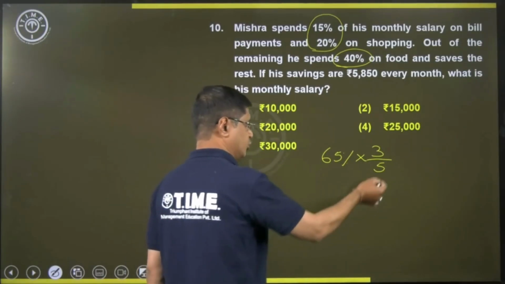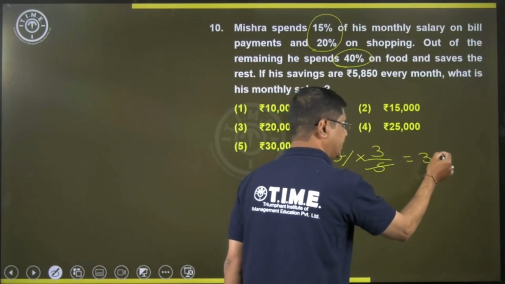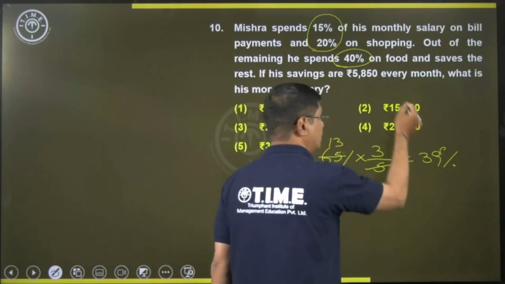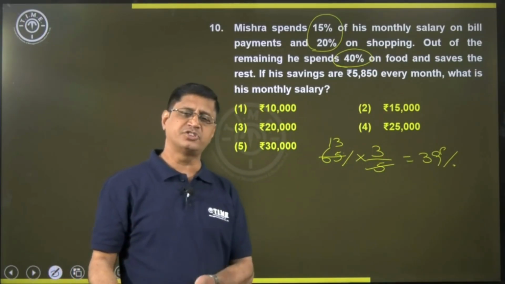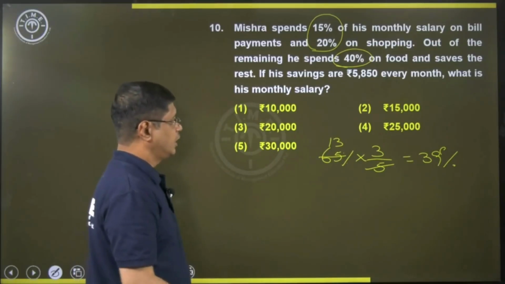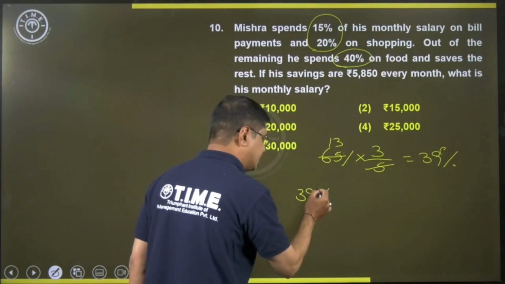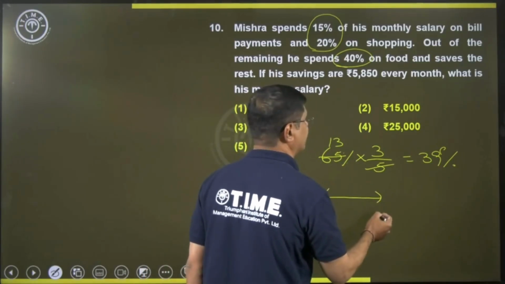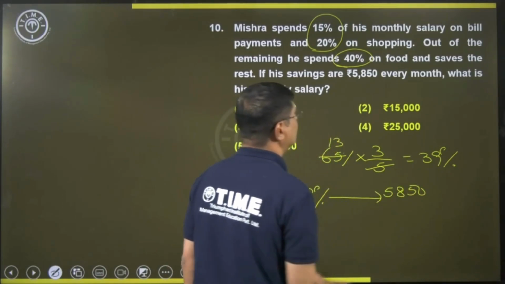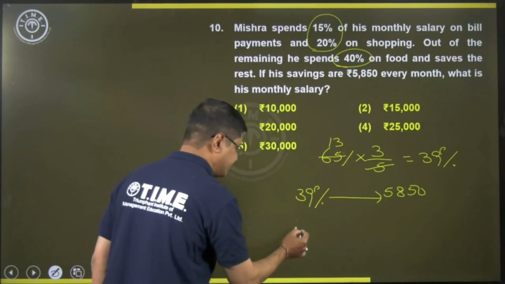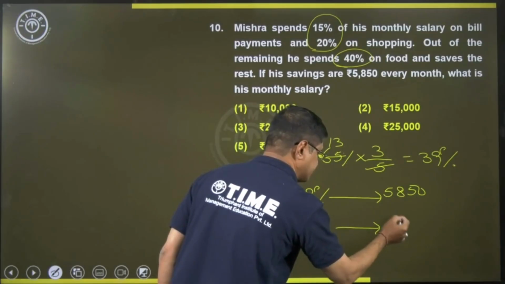That is the savings. So, what is the savings here? Savings is equal to 39%. 40% is the expenditure on food. The remaining is 60%. 60% means 3/5. Now, 3/5 of 65%, that is 39%. The value of 39% is given here as 5850. What to find? The monthly salary. That is 100% is equal to question mark.